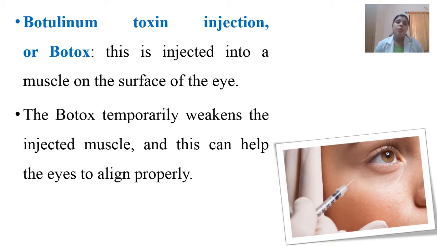Then next one is botulinum toxin injection. So this is a newly discovered method, also known as Botox injection. This is an injection which can be injected into the surface of the eye or to the particular extraocular muscles. As I already said in the pathophysiology, the squint is developing because of any malfunctioning of the extraocular muscles. So these botulinum toxin injections can be injected over these muscles, and they have the capacity to temporarily weaken the muscles.